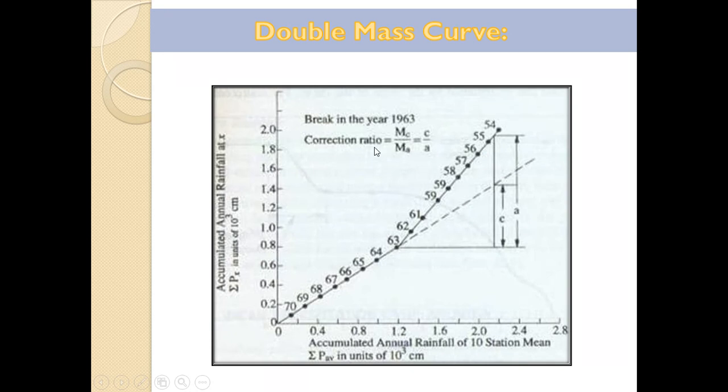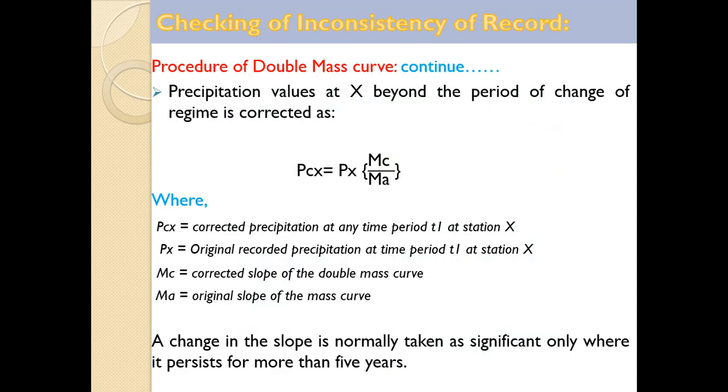So we won't have to calculate the slope directly. We can take the ordinates with the same baseline. Mc can be represented with this ordinate, and Ma can be represented by this ordinate. So you won't have to calculate the slopes. Ma is the original slope of the mass curve. Directly you can take the corrected ordinate and actual ordinate, and we can find out PCX, that is corrected precipitation at any time period T1 at station X. In this way we can correct the reading.